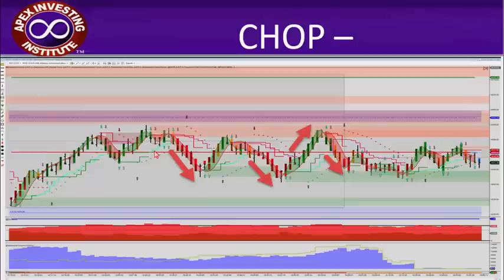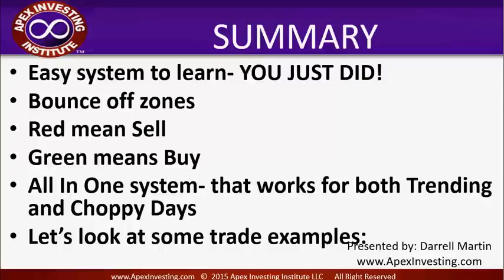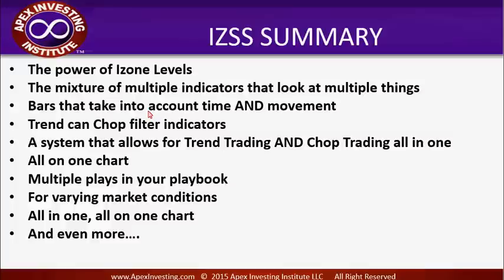Because again, we expect a bounce and chop in the market along one of these deviation or ice zones. But where do we expect it to chop between? Those zones, if they're close together. And really all we're doing there is bouncing off those zones. So again, one system, one chart, you can do trending or you can do scalping. That's the power of the ice zones. You've got a mixture of multiple indicators to look at multiple things, bars that take into account time and movement, trend and chop, all on one chart for you.